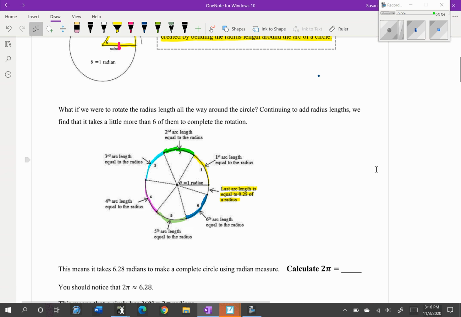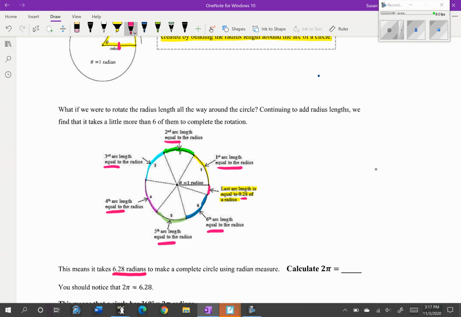to add radii lengths, we would find that it takes a little more than 6 of them to complete the rotation. So here we have the first one, this is the second, third, fourth, fifth, sixth. So that's the sixth length equal to the radius, I should say. And we have this little bit more that doesn't quite make it, which is actually 0.28 of a radius. So that means that it takes 6.28 radians to make a complete circle using a radian measure around our circle.